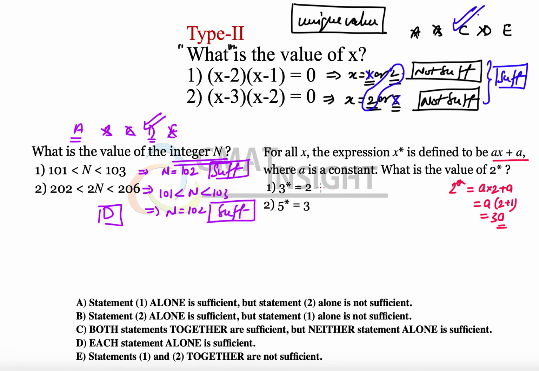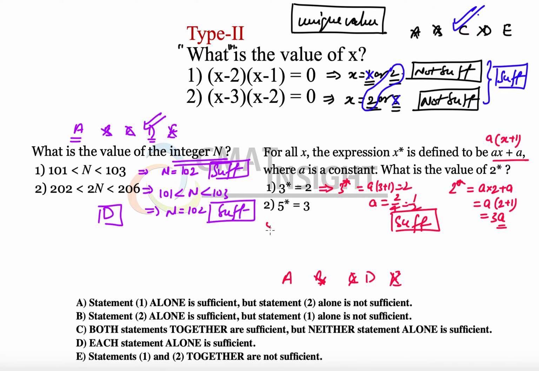The first statement says 3 star is equal to 2. So 3 star according to this function, which is a times (x plus 1), can be written as a times (3 plus 1), which is 4a, equal to 2, which gives us a is equal to 2 by 4, which is 1 by 2. Now we can find out the unique value of 3a. Therefore the first statement alone is definitely sufficient. Out of the 5 options, B, C and E can be eliminated.